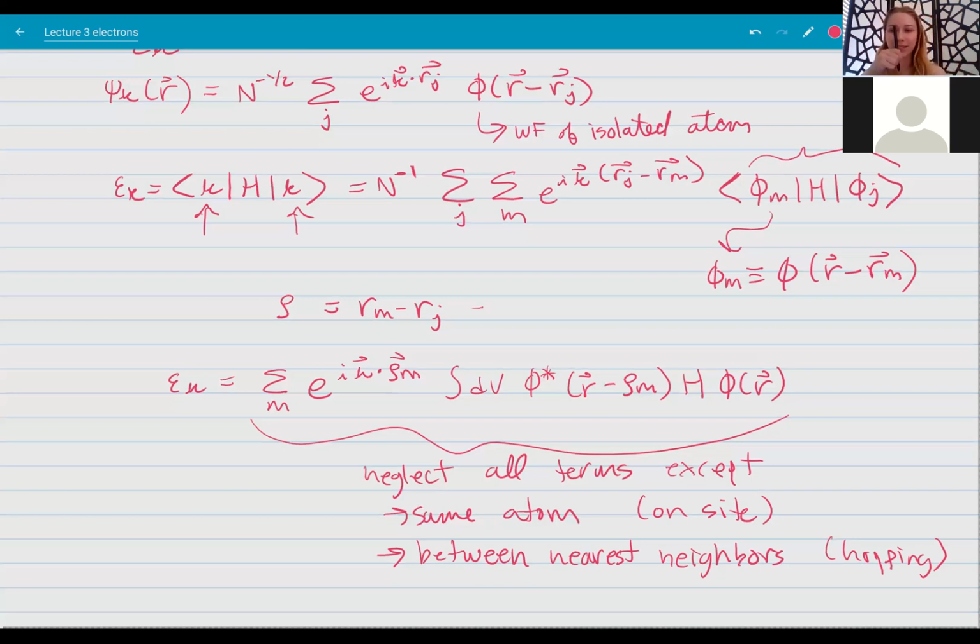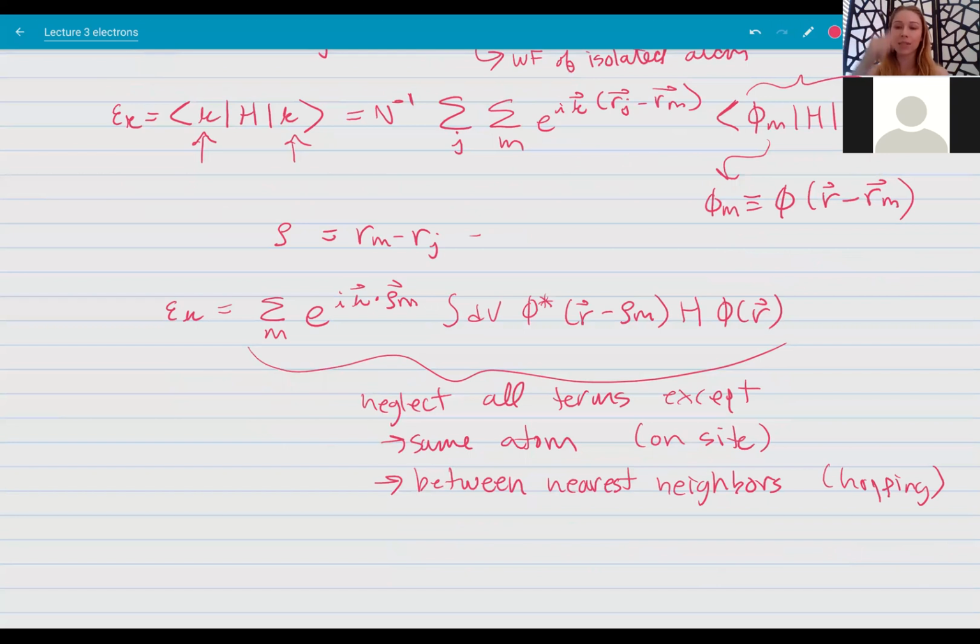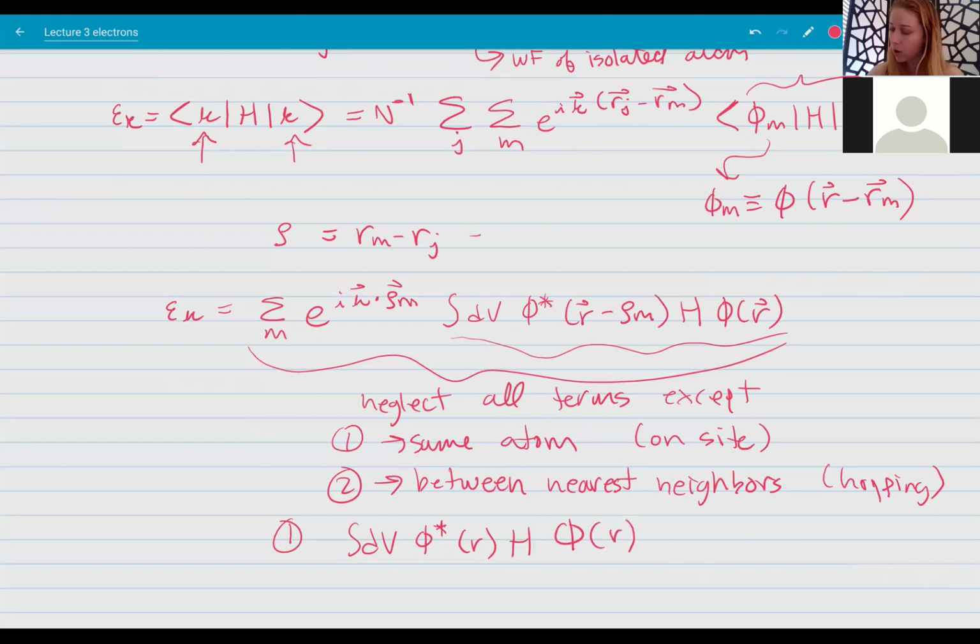So basically, the electron can stay where it is. It can go to its neighbor. So it's tightly bound to its original site. All right, so we're not going to actually solve this integral. That's why we don't care what the Hamiltonian is. We're just going to give it a number. So for the on-site, let me call that 1 and the other one 2. So for 1, we have an integral over volume, phi star of r, h, phi of r, and we call this negative alpha.